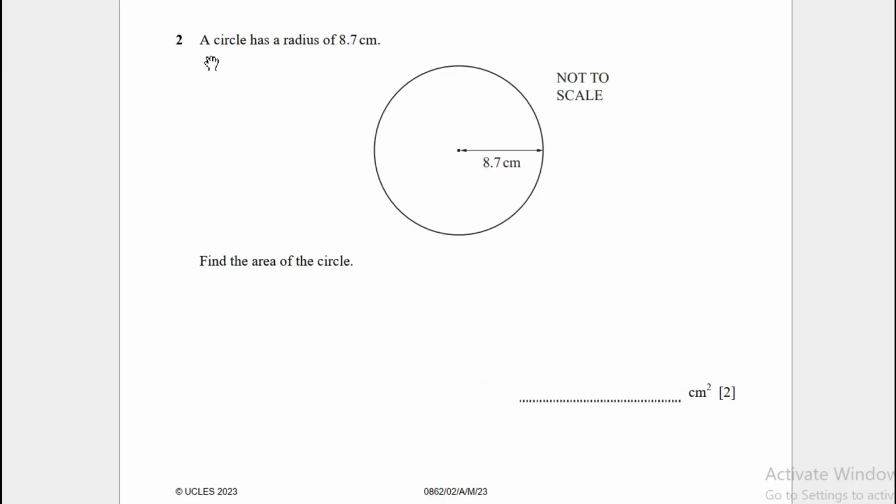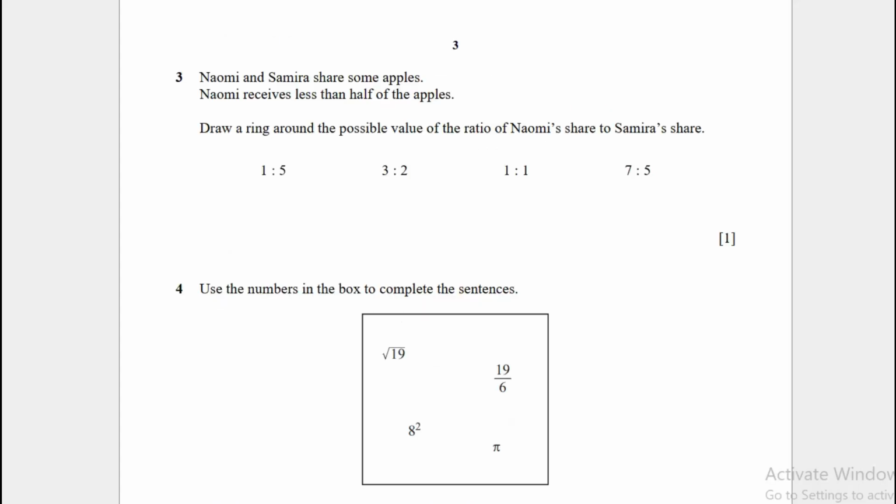In this question, a circle has a radius of 8.75 centimeter. This is the radius, and find the area of the circle. So remember the formula of area of circle is pi r squared. So here we have pi, r is given, which is 8.7 whole squared, and this would be equal to 237.8 centimeter squared.